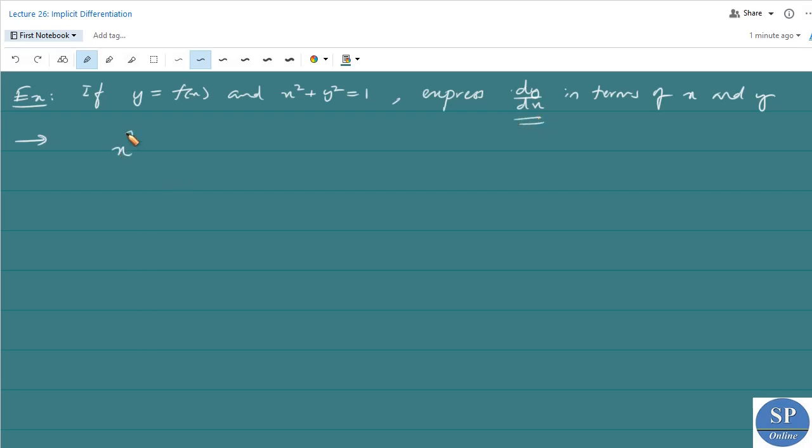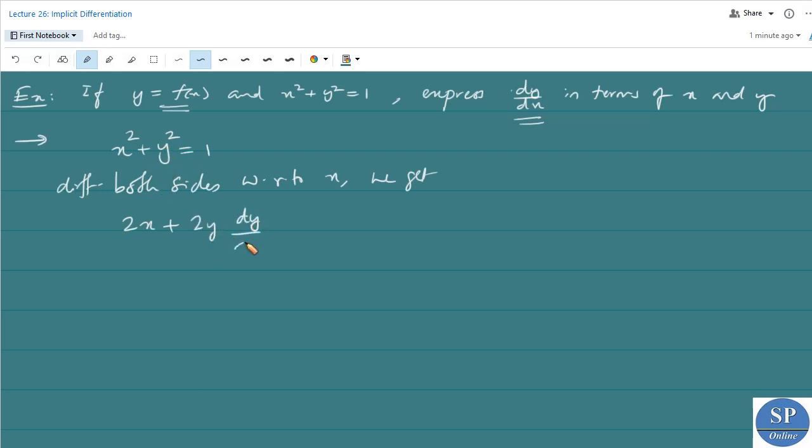So here we have x square plus y square equal to 1. Now differentiating both sides with respect to x, we have the derivative of x square with respect to x is 2x plus derivative of y square. We know y is a function of x, so we have to apply here the chain rule. That is, the derivative of y square with respect to x is 2y dy by dx, which is equal to derivative of 1, which is 0.